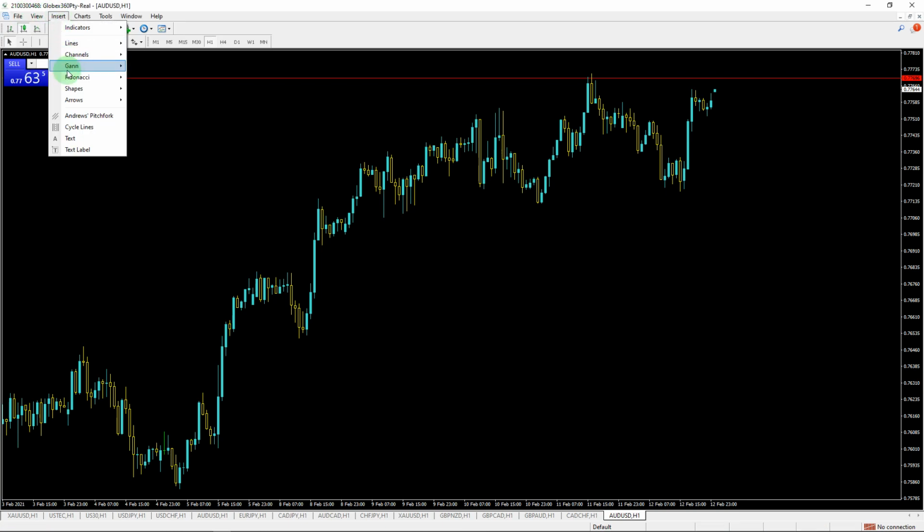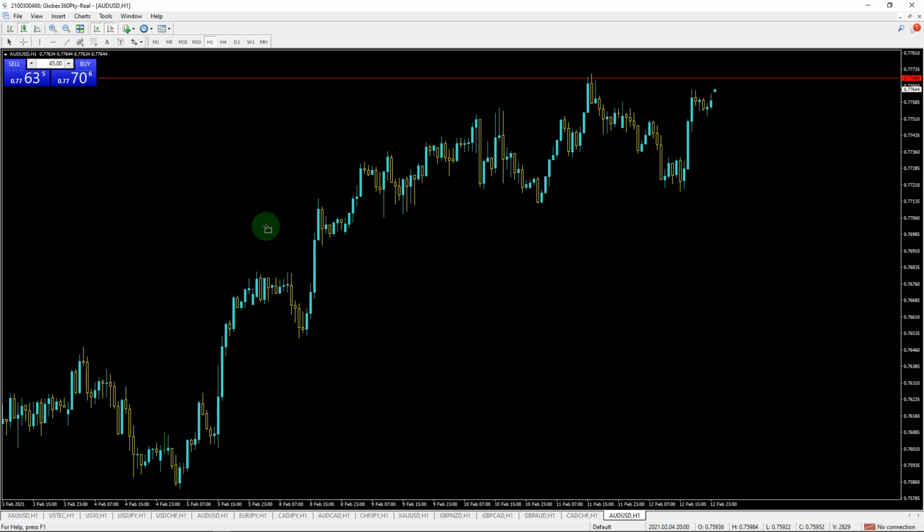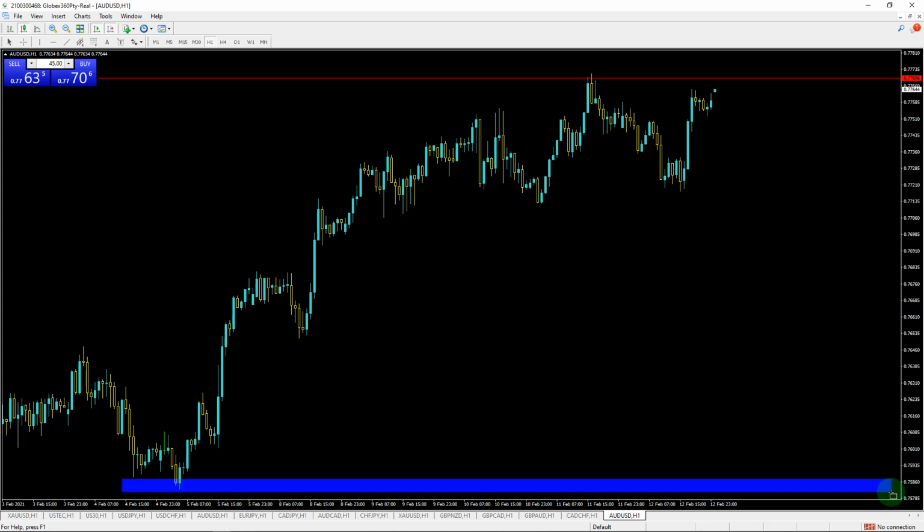All right, so let's insert our rectangle right now. Let me start by talking about your support zones. Support zones are below price, and let's try to find a support zone right now. As you can see right here, we have multiple points where the market touched. Also, it's right before it did a major turnaround in the other direction. So you want to mark it up like that, nice and long.